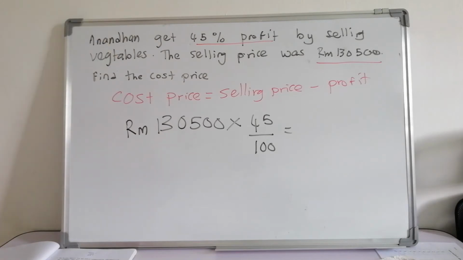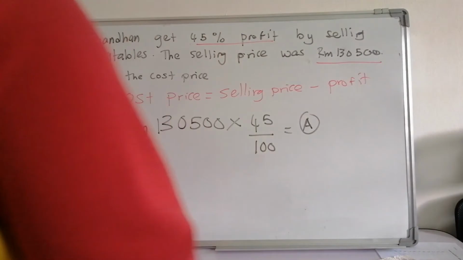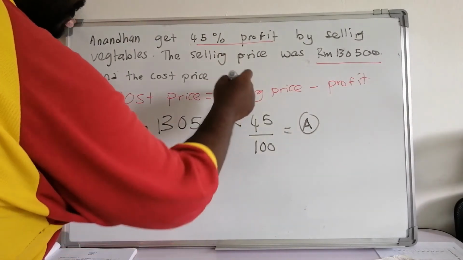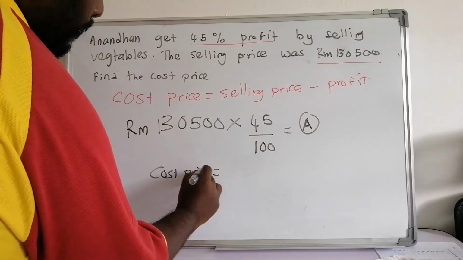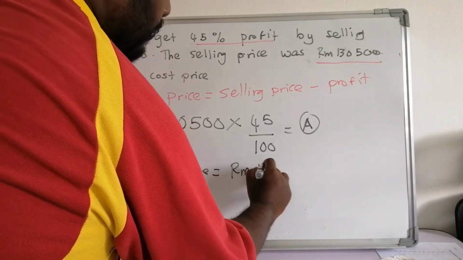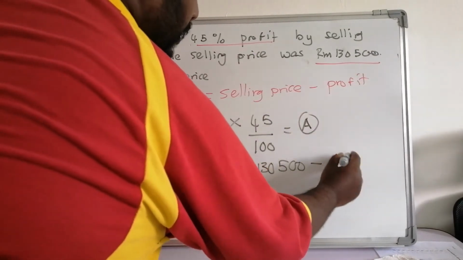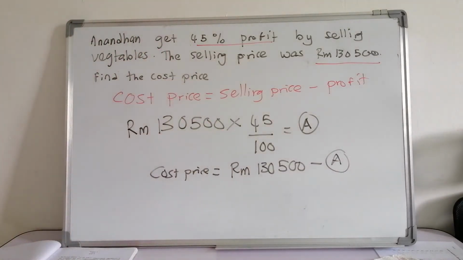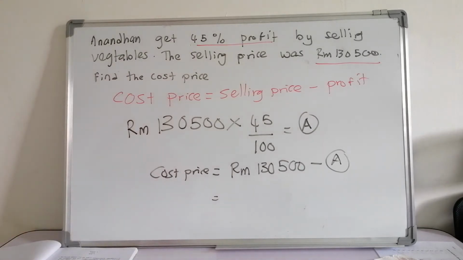Once you get the answer, let's say you are getting A. Now what do you do? Now we find the cost price: selling price is RM 130,500 minus whatever answer you are getting here, minus A. Then you will get the answer, the cost price of the vegetables.